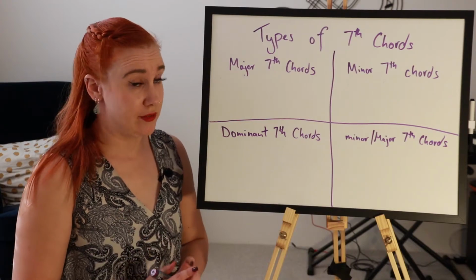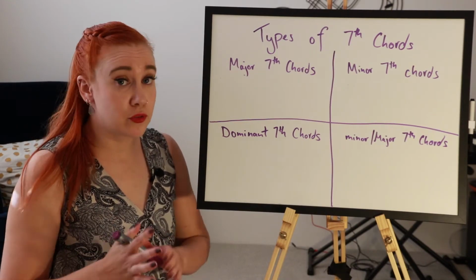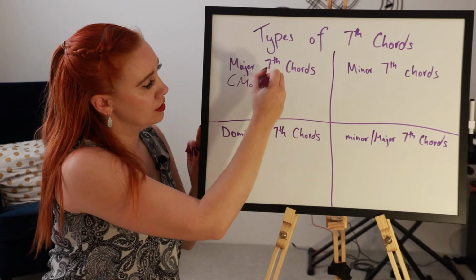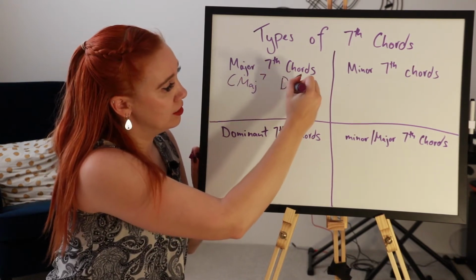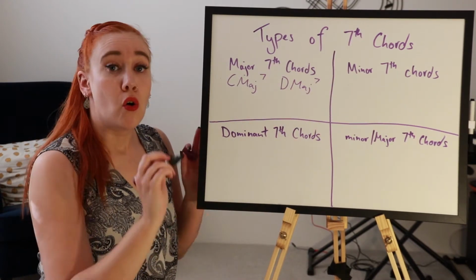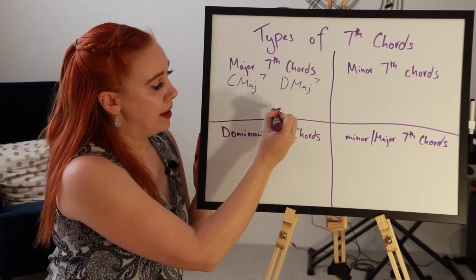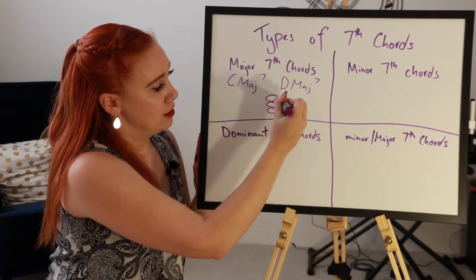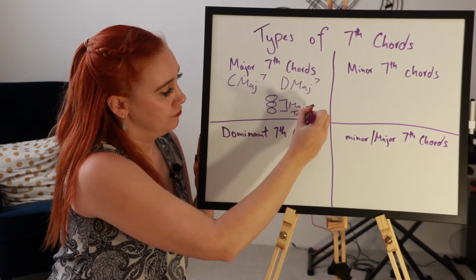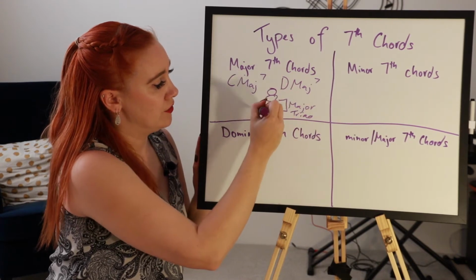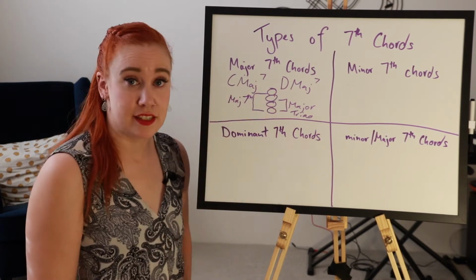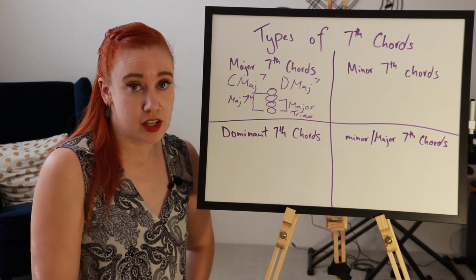Okay, let's start with our major sevenths. Now, the symbol for this might look like C major 7 or D major 7, or whichever note you'd like to use. All major seventh chords are made up of a major triad and, adding that seventh on, a major seventh interval between the bottom and our top note.